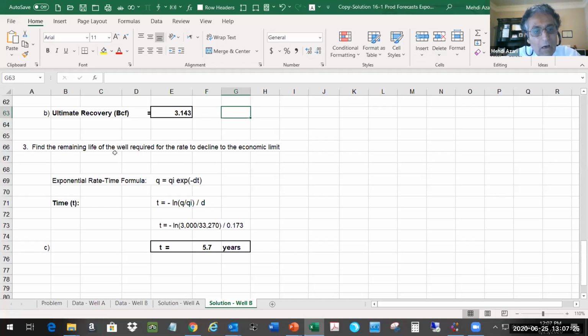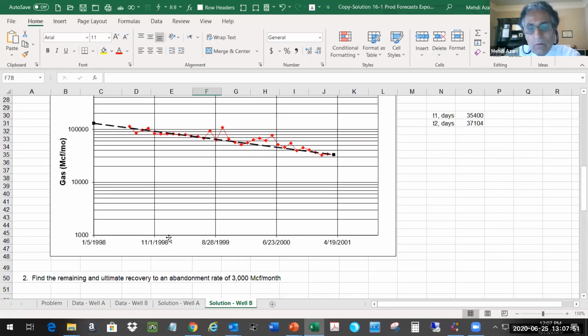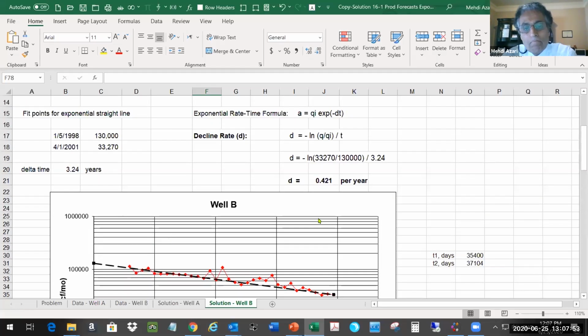Then find the remaining life of the well. You use the same equation, the exponential decline equation. You solve for T, and this is once you get to 3,000 from this day, which is 33,270, divided by the decline rate, time is 5.7. So 5.7 more years until production goes from 33,270 to 3,000. Okay, very simple, Excel spreadsheet type of work.